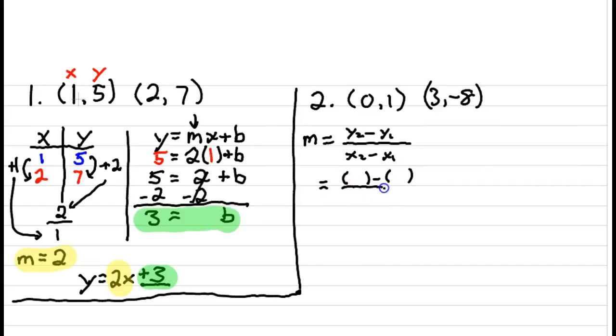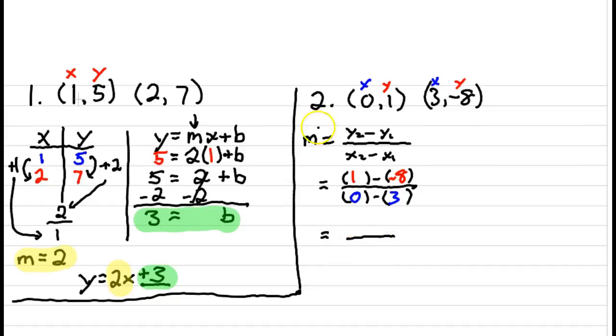And when I use this, I like to use empty parentheses because you can get caught up in double negatives easily. So I always like to start off with just 2 empty parentheses being subtracted on the top and bottom. Then on the top, put in the y's, on the bottom, put in the x's. So we have 1 and negative 8 for the y's, so I'm going to put 1, negative 8 there. And we got 0 and 3 are the x's, so put 0 and 3 there.